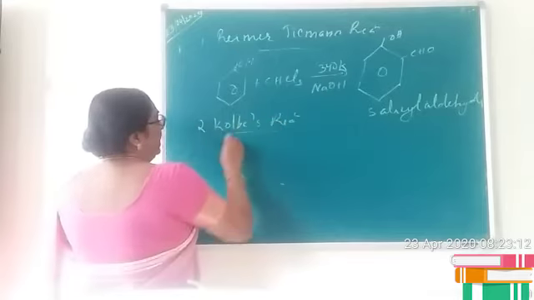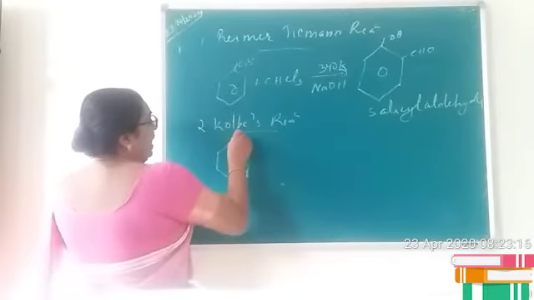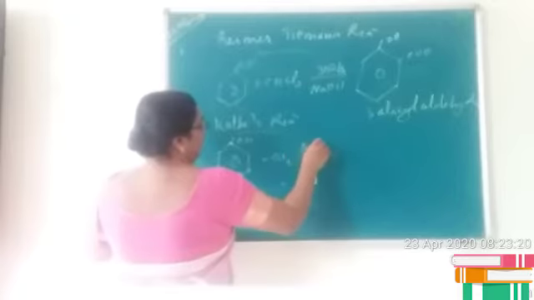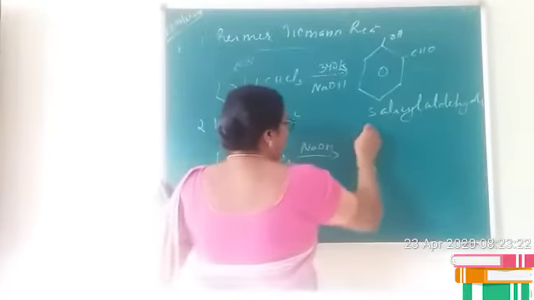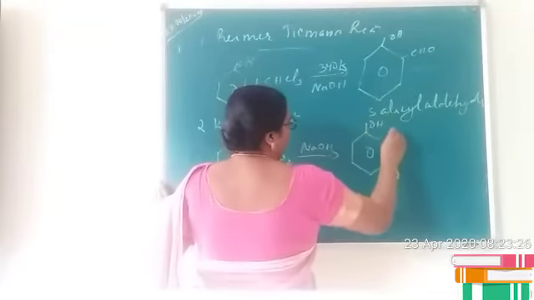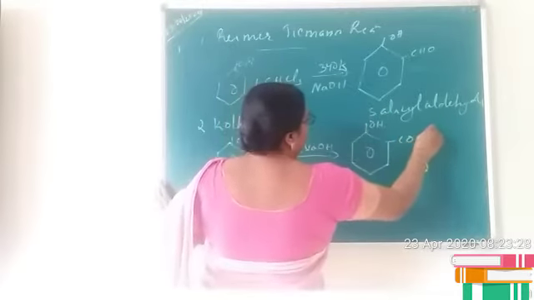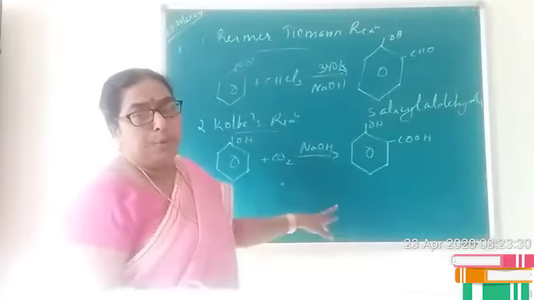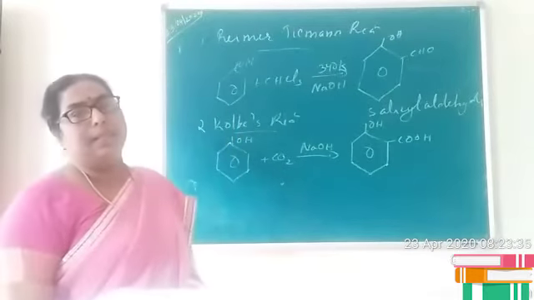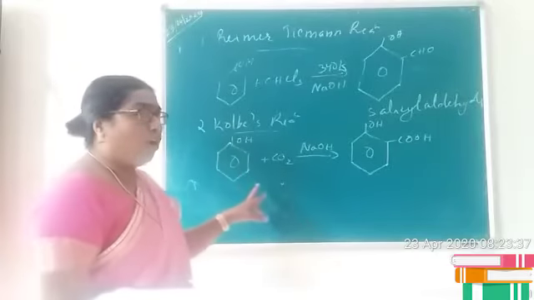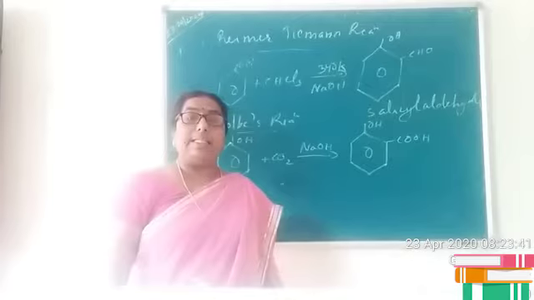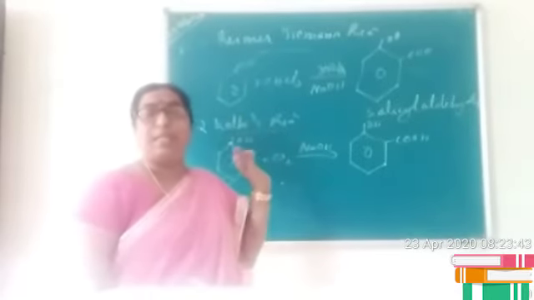In this case, again phenol reacts with carbon dioxide under the same condition, that is sodium hydroxide, and here you will be getting salicylic acid as the product. 2-hydroxybenzoic acid will be the product. Is it clear? In the Kolbe reaction you are getting salicylic acid. Now children, salicylic acid is a very important reagent.